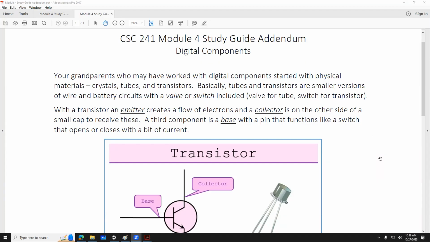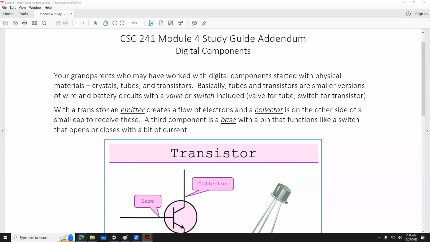So welcome back. Today is the 27th of October, Friday. This is CSC241, computer architecture, better known as hardware. Computer hardware. And what you're looking at is the Module 4 Study Guide Addendum. The Module 4 Study Guide Addendum is chock full of important and relevant information. And I might add, it's also positioned in the references folder.